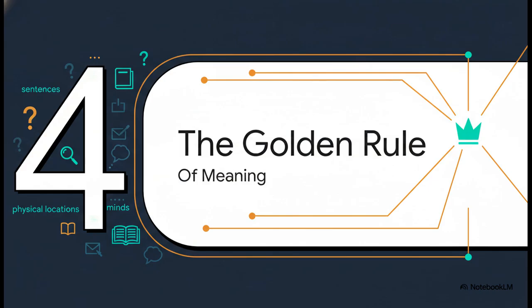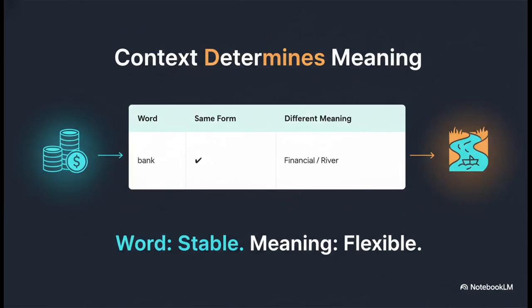All right, so we've looked at clues in sentences, clues in the world, and clues inside our own minds. Let's put it all together now and create one simple, really powerful rule of meaning. This table says it all, really. The form of the word, bank, it never changes. It's totally stable. What changes is our interpretation, which flips between financial and river depending on the clues we get. This is so important. The word is stable, but the meaning is flexible.